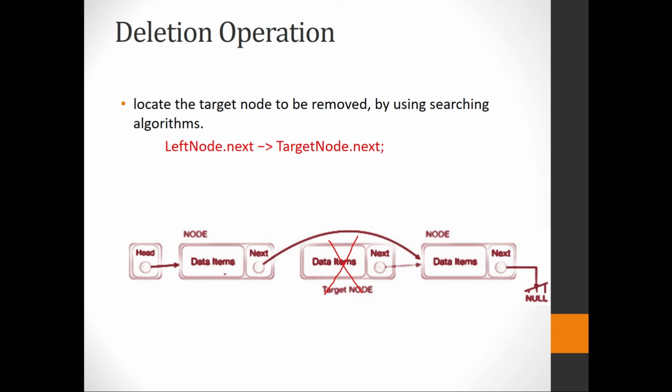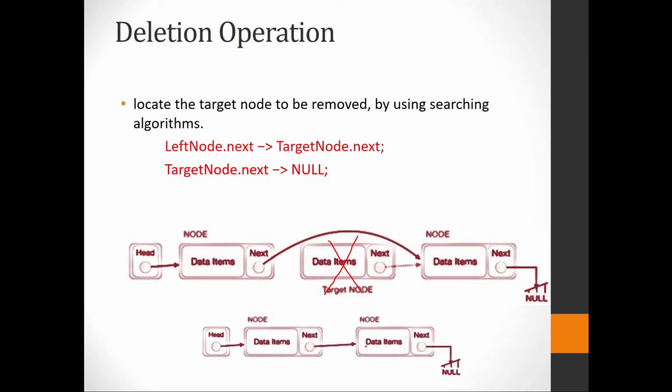You can see the left node's next is connected to the target node's next. This next was earlier connected to this particular node. So now left node next is directly connected to the target node's next. And the target node's next, where do I connect? I am going to remove it. So I am connecting it to null.